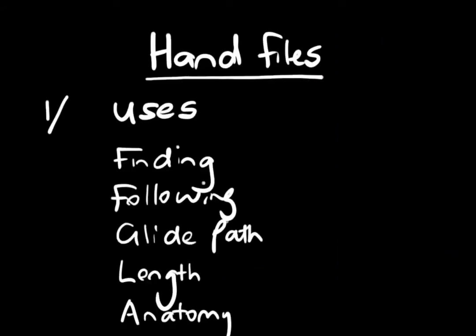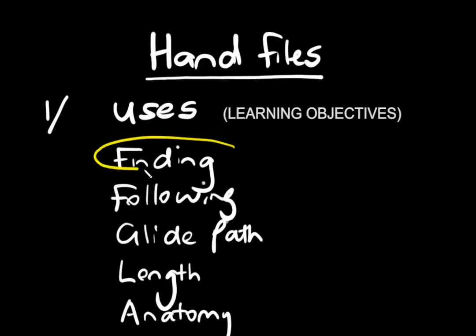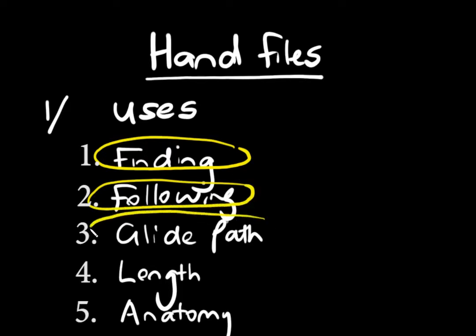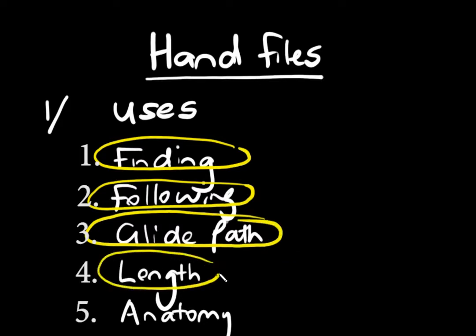Just like to spend a bit of time going over finding canals with hand files. Also how we use them to follow canals and what we do there. What we do to generate glide path with our hand files. How we use them to assist our working length calculations. And what we do to create a very nice 3D image of the anatomy.